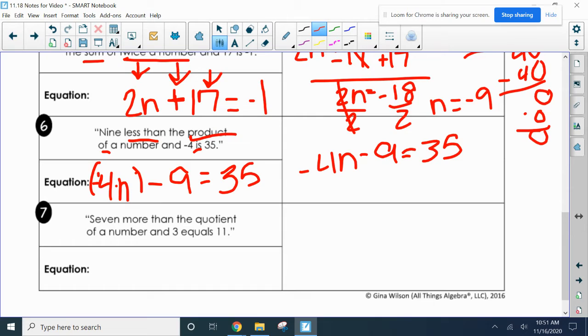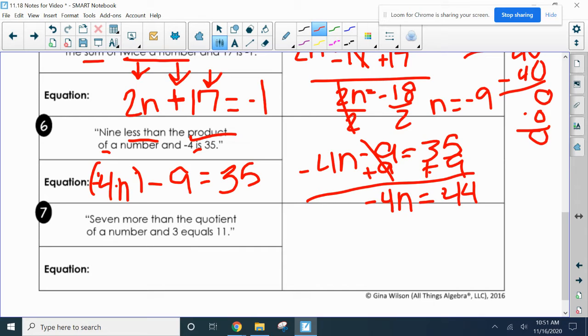So in order to get rid of subtraction, we would add, because addition and subtraction are on the bottom of that order of operations. So plus 9, this cancels, minus 9 plus 9 cancels out to 0. So then we have -4n is equal to 35 plus 9 is 44. All right, so then we have n times -4 is equal to 44.